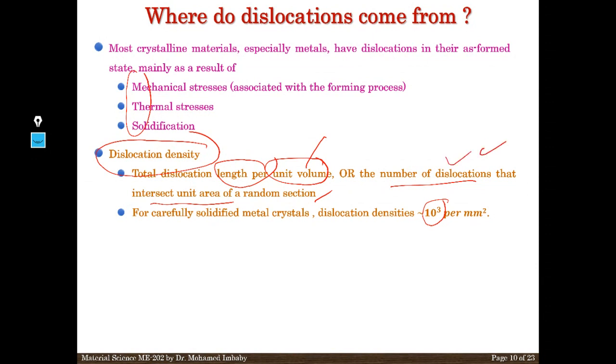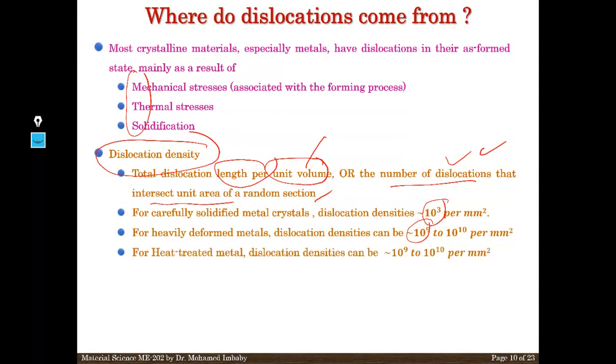So that's the second case. For heavily deformed metals, if we apply severe deformation to the material, the dislocation density can be 10 power 9 to 10 power 10 per millimeter square. Okay, are you following or not? Yes, are you following or not? Okay. For heat treated metal, the dislocation density can be the same as here.